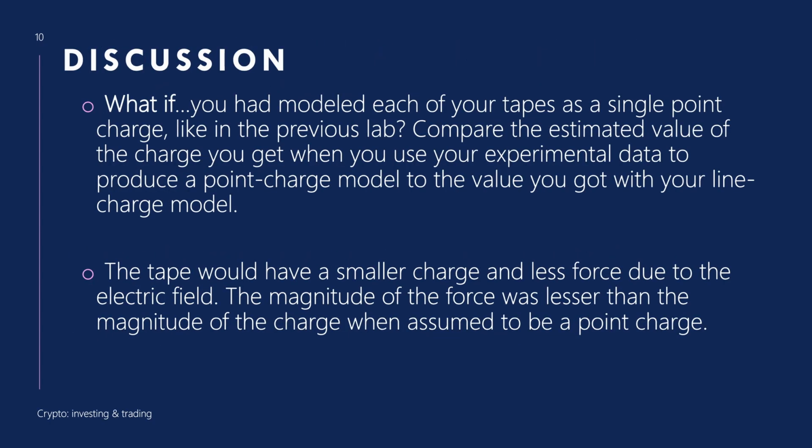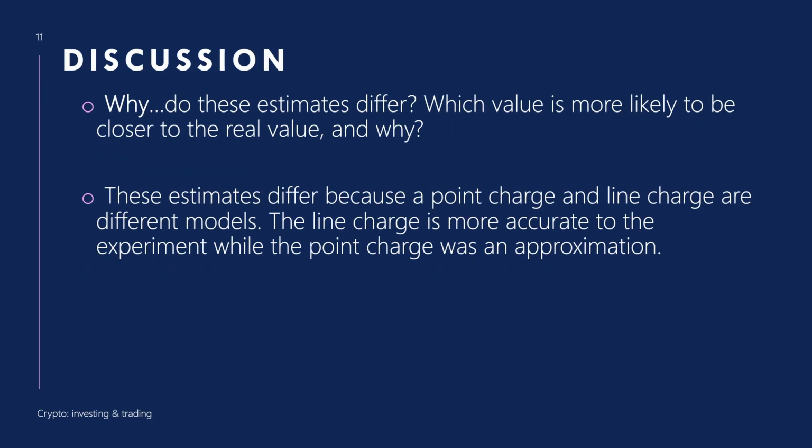If we modeled our tapes as a point charge, it would have a smaller charge and less force due to the electric field. The magnitude on the new one would be less than the point charge. The reason these results differ is because the point charge is more of an approximation, while the line charge is more accurate to the reality of the experiment.